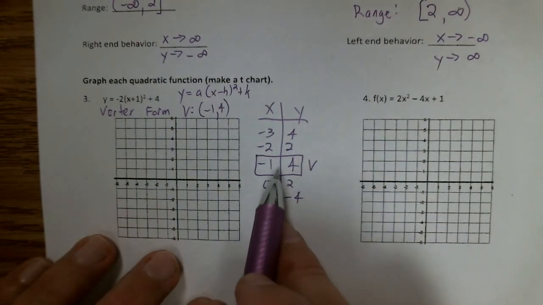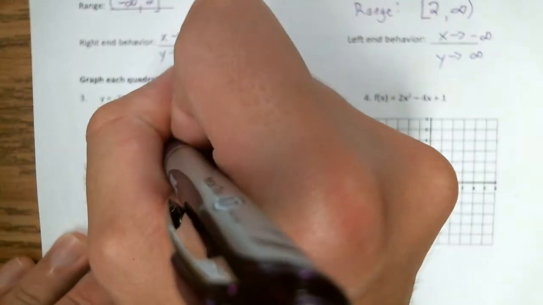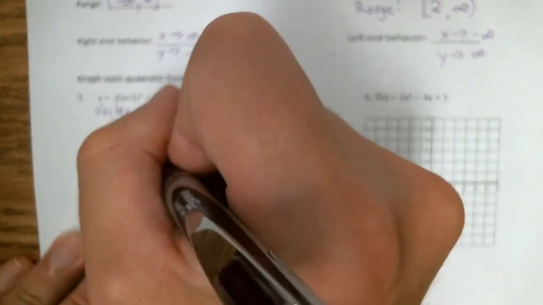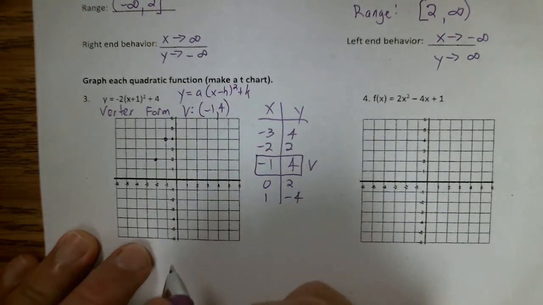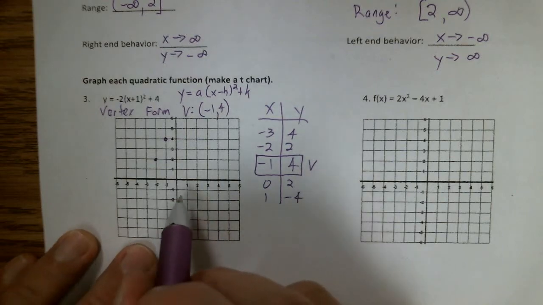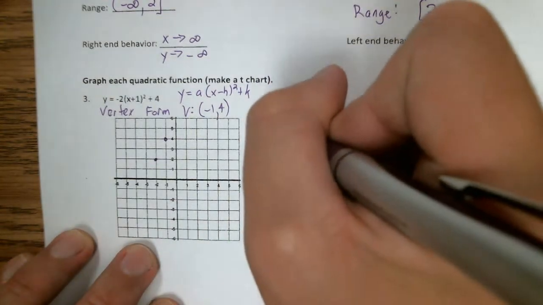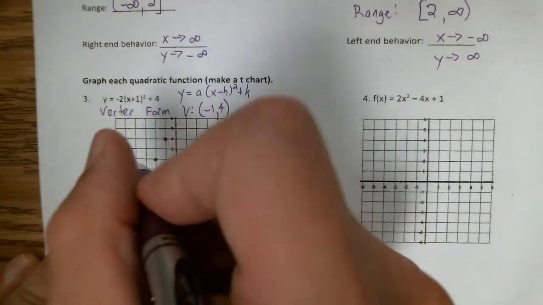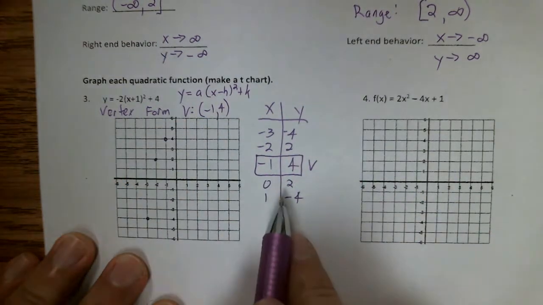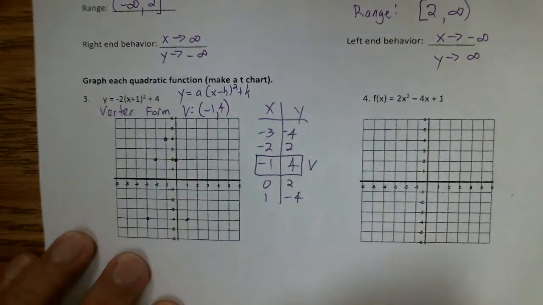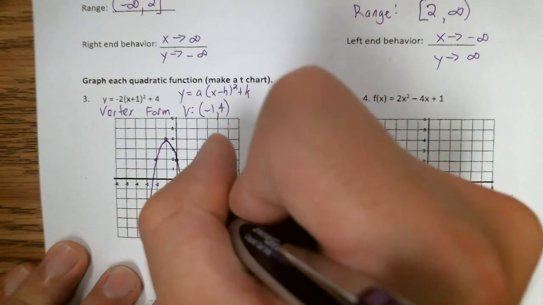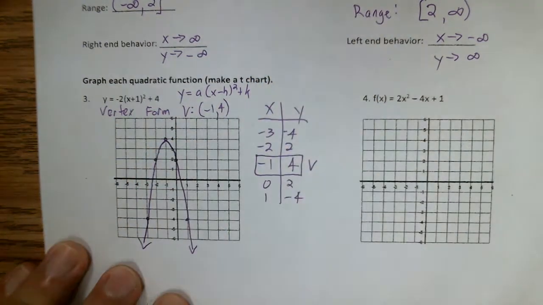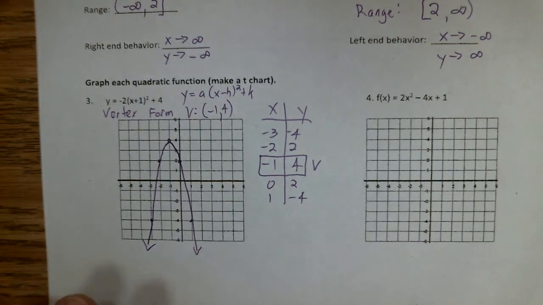All right, so now it's just a matter of plotting these points: -1, 4, -2, 2, -3, oh, sorry, that should be a -4. Yeah, sorry. -3, -4, 0, 2, and 1, -4. Okay, there are my 5 points. And let's go ahead and connect the dots. All right, there you go. That's how you graph it when it's in vertex form.